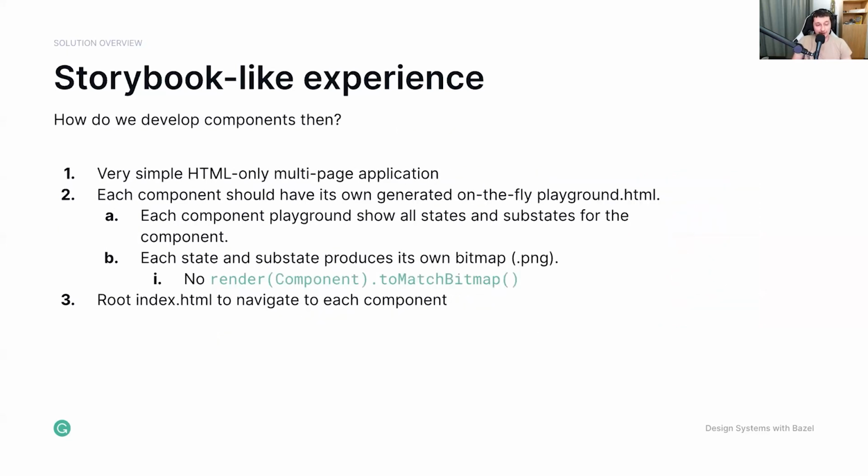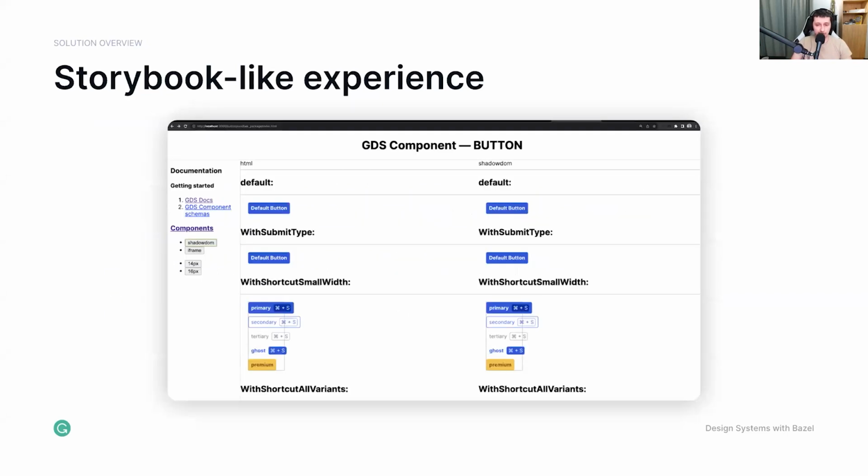But how do we develop components then? It's actually a very simple HTML-only multi-page application. Each component should have its own generated on-the-fly playground HTML. Each component playground shows all states and substates for the component. And each state and substate produces its own bitmap. So we do not need to write tests to test each state and substate. It happens automatically under the hood. And a root index HTML to navigate to each component. And yeah, it looks like this.